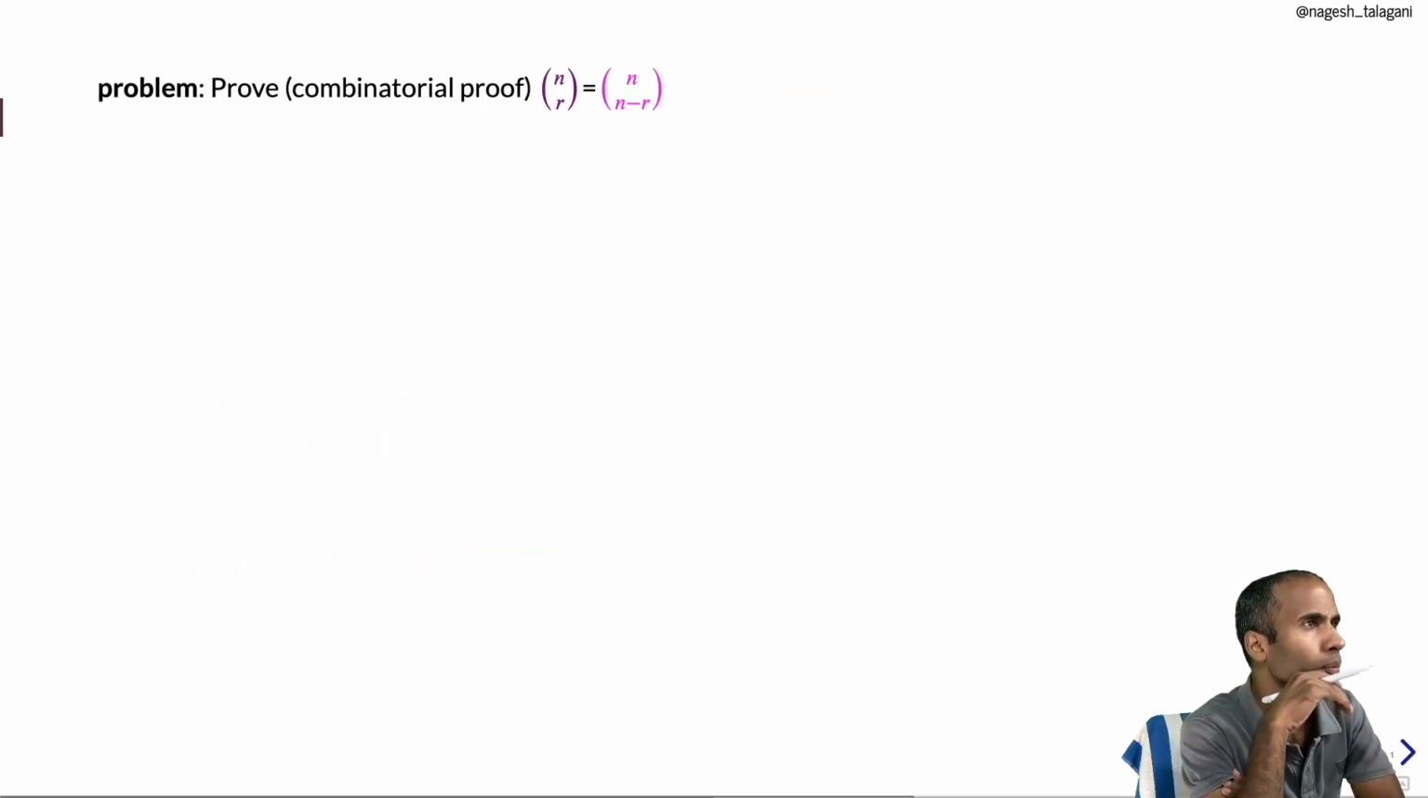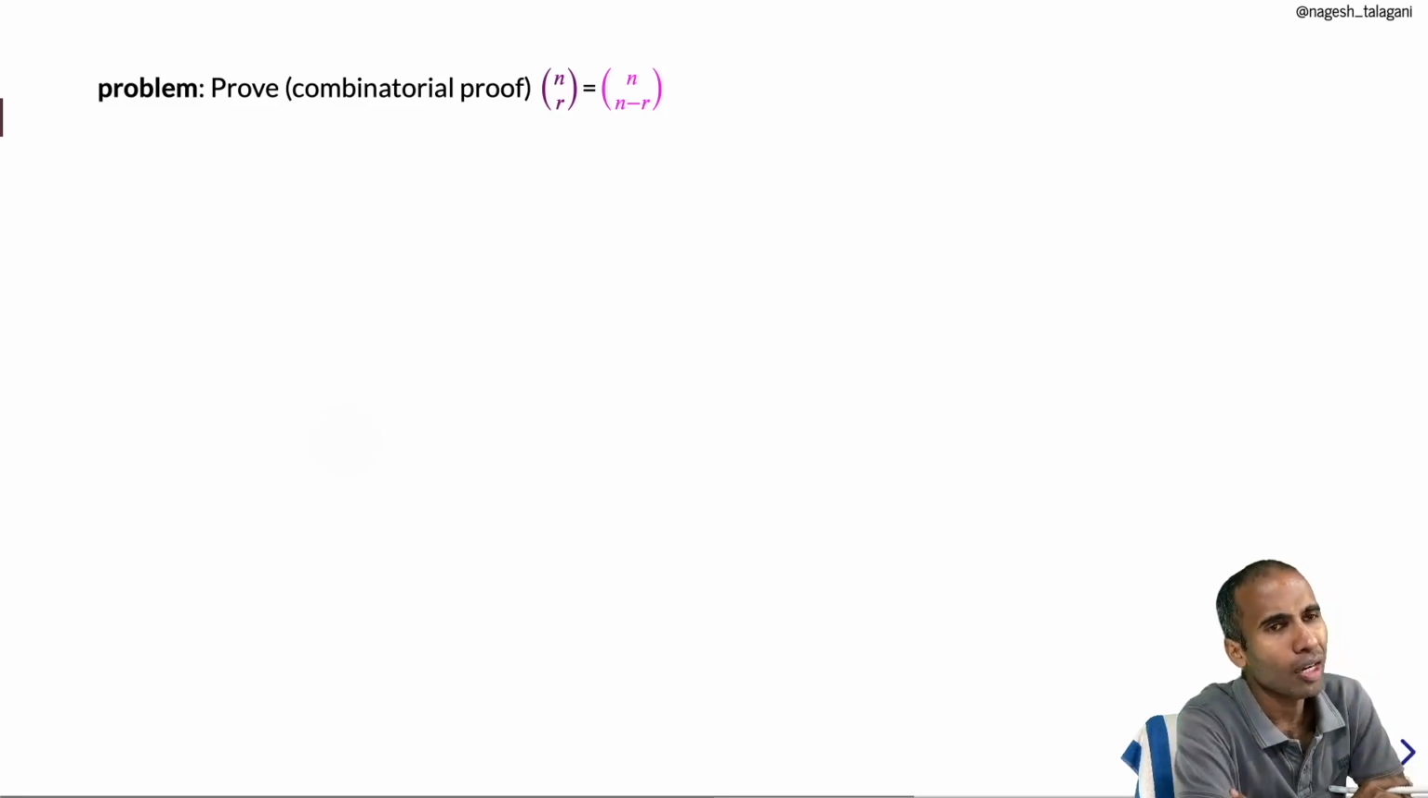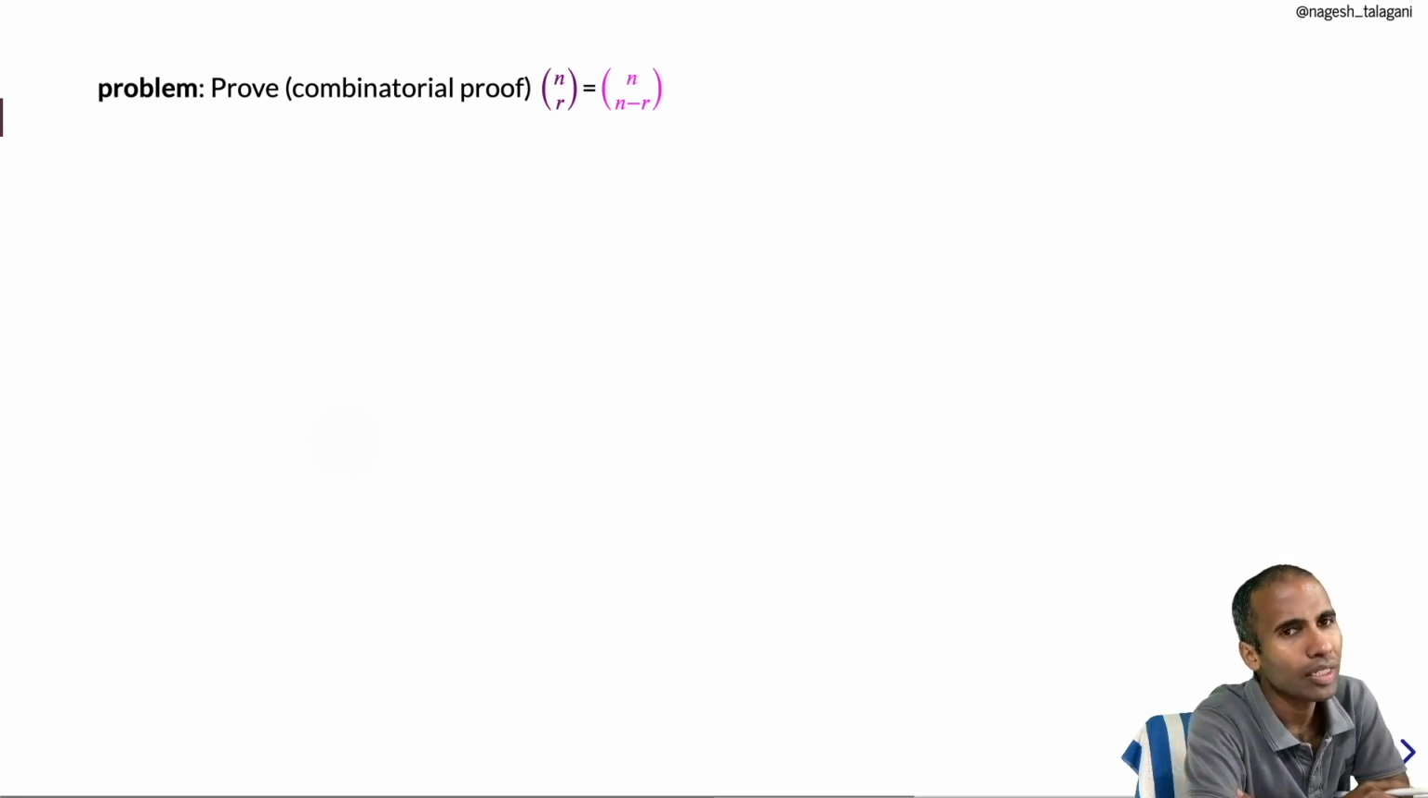Problem. Prove that n choose r is equal to n choose n minus r. Here we are to give a combinatorial proof. An algebraic proof is going to be simple. All you need to do is write the n choose r formula, and you will see that the left hand side is the same as the right hand side. That is a boring proof. Here we want to give a combinatorial proof.